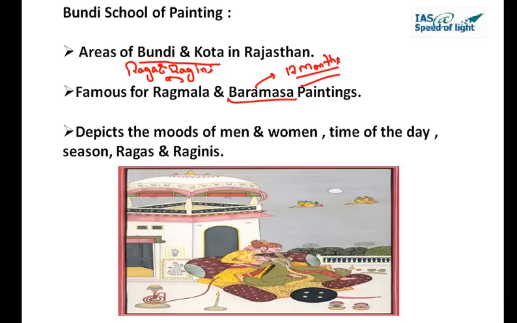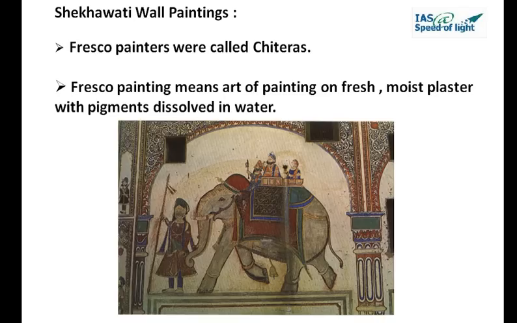So this Bundi school of painting, famous for Ragmala and Baramasa paintings, depicts the moods of man and woman, time of the day, season, ragas and raginis. So this is a typical Bundi school of painting, in which you can see men and women romancing on the terrace, and this is probably night time. So this is how the Bundi school of painting is famous. The fourth school of painting in the Rajasthani school of painting is the Shekhawati wall paintings.